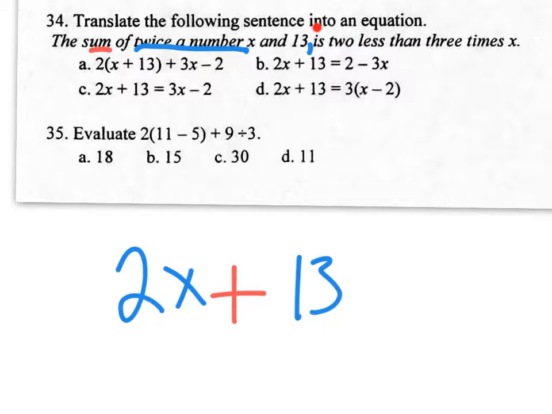It says, is 2 less than 3 times x? Is an equal sign. 2 less than 3 times x. Now this 2 less than, let's underline that. Well, I kind of scratched that out, sorry. But 2 less than really means to subtract 2 from.